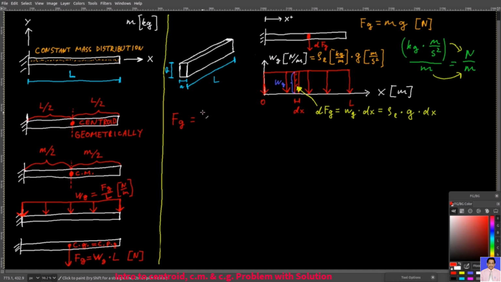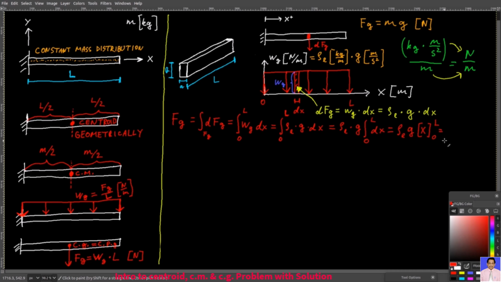And so to calculate the total force, I have to add up all the differential forces. In other words, I integrate from 0 till L, and then I have here wg times dx. Then I write it in this form. Both rho L and g are constants, so I can take them out of the integral. I integrate from 0 till L, and then I have dx here, and so I have this result, which will give me this result in newtons.